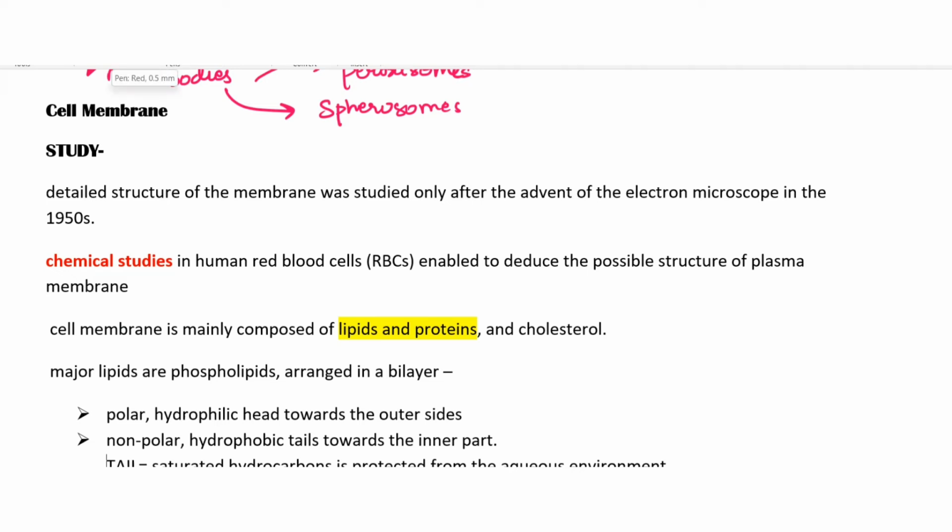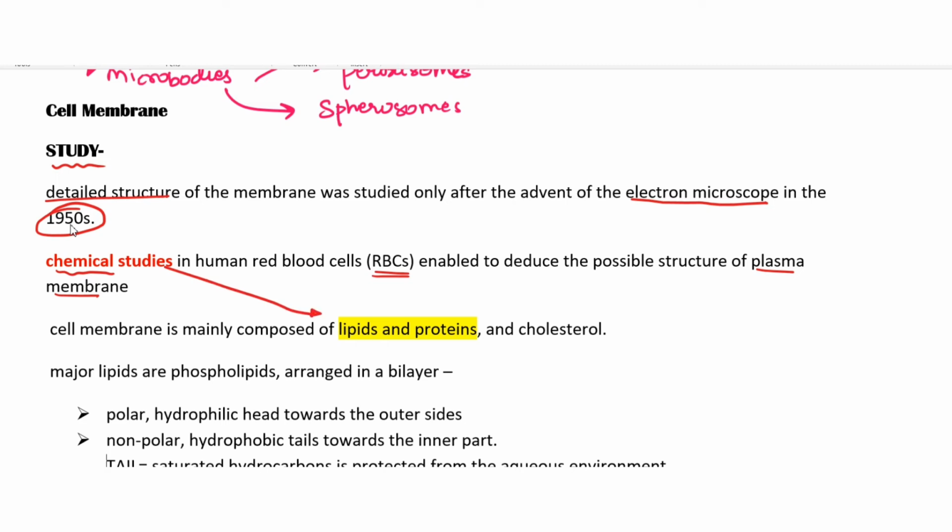Now let's look at how the cell membrane was studied earlier, initially. How the detailed structure was revealed. The detailed structure of cell membrane was revealed only after the electron microscope came into the picture in the 1950s. The cell membrane, when studied chemically, especially the cell membrane of RBCs, we were able to deduce the structure of the plasma membrane.